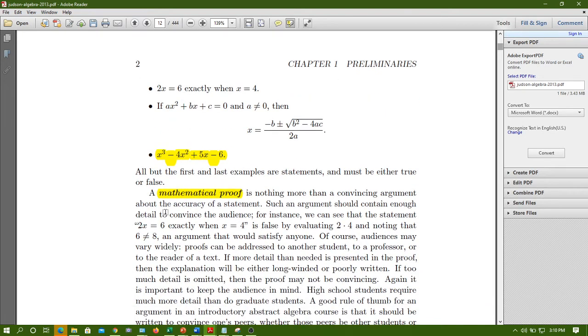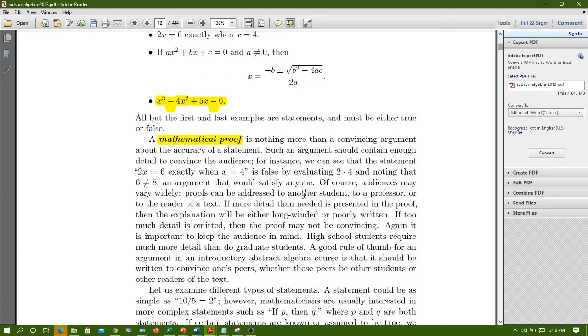Let's proceed with a mathematical proof. What is a mathematical proof? A mathematical proof is nothing more than a convincing argument about the accuracy of a statement. Okay? Convincing argument. Such an argument should contain enough detail to convince the audience. For instance, we can see that the statement "2x equals 6 exactly when x equals 4" is false by evaluating 2 times 4 and noting that 6 is not equal to 8, an argument that would satisfy anyone.